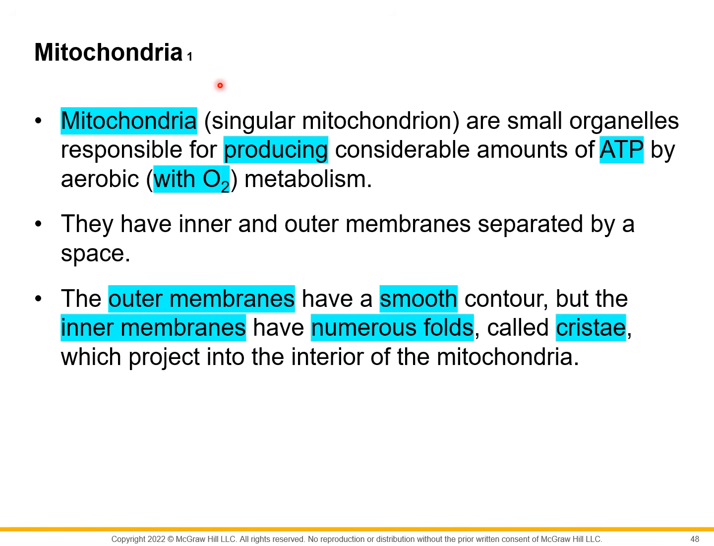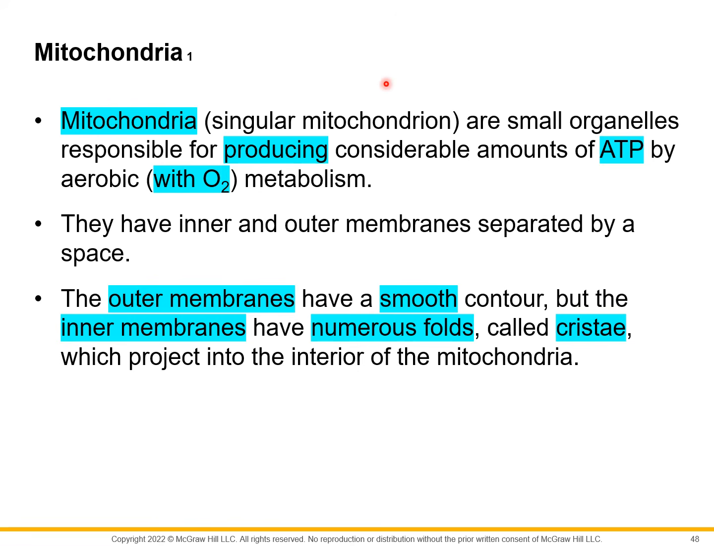Next is the mitochondria. So everybody knows the mitochondria as the powerhouse of the cell or the ATP center of the cell. All right, so ayan po. As you can see right here, mitochondria is actually a term that is plural. So if we're talking about a single mitochondria, then we should use the term mitochondrion.